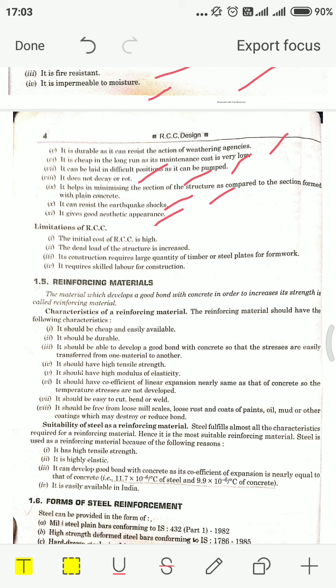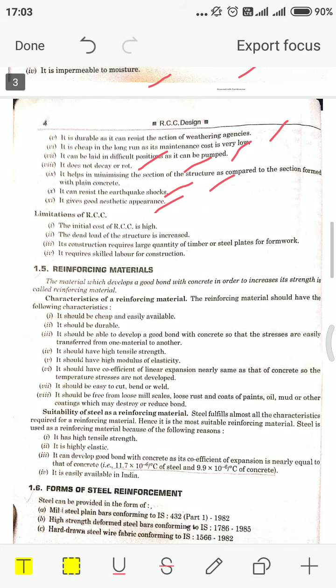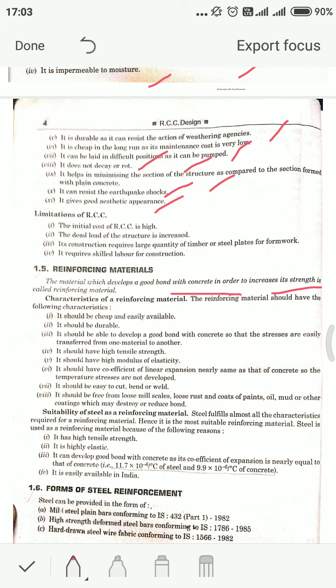Next we are going to discuss the reinforcing materials. We will use different kinds of reinforcing materials for the RCC. The material which develops a good bond with the concrete in order to increase its strength is called reinforcing material.